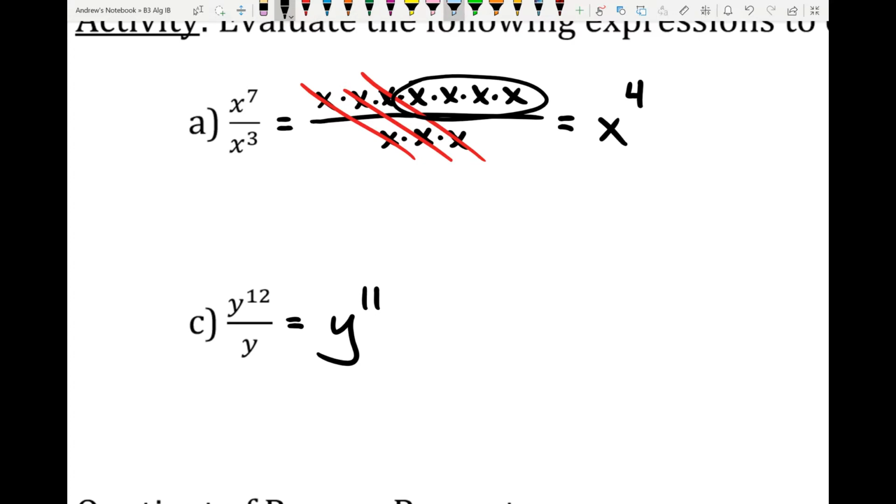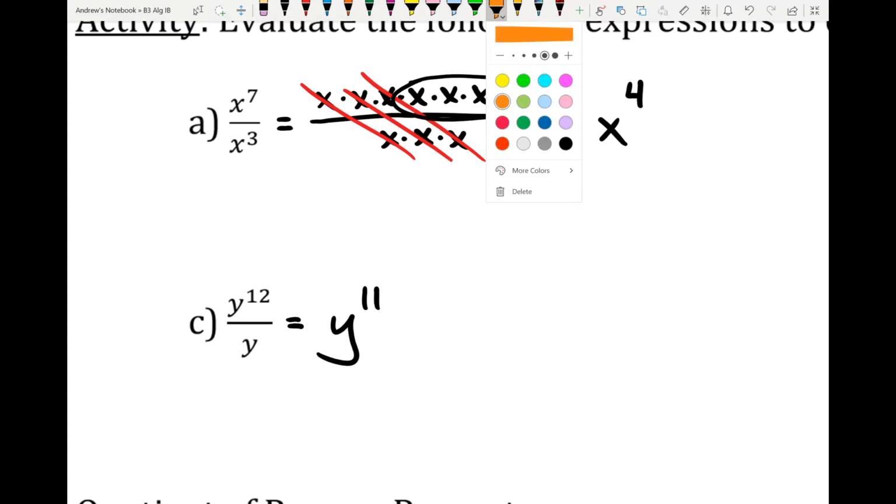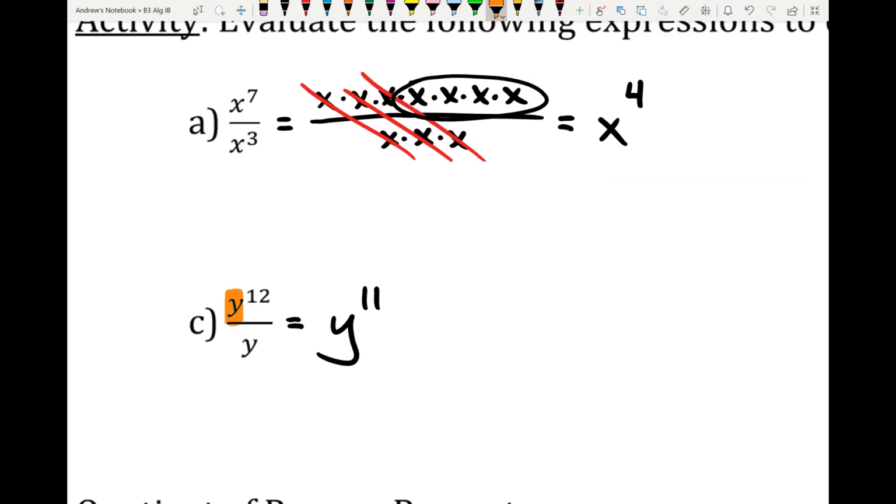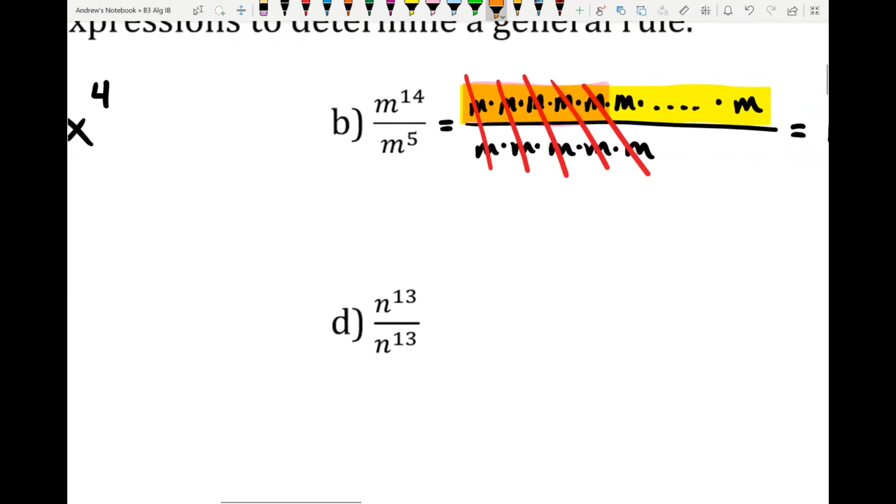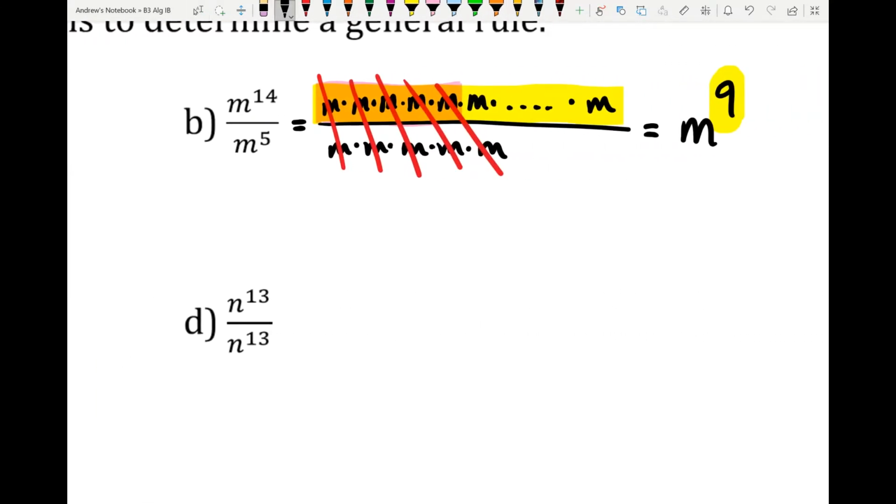Something to note, which we talked about last time with the powers of products, is that they have to have the same base. The fact that this is y and this is a y means that we can do this. The fact that on A we had a couple of x's that matched meant that we could do this. If I had mixed variables, I can only cancel them out with other ones that are the same. Okay. This last one here is a little bit weird.